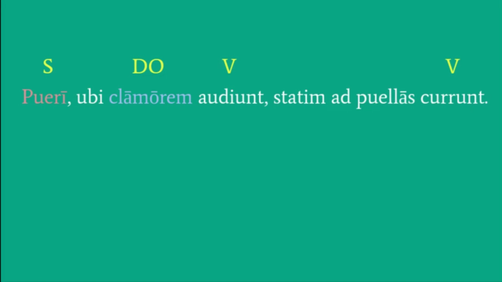So you have the boys, ubi clamorem audiunt, when they hear the shouting. Clamorem is clearly accusative, right? It's your direct object with that -em ending. So that's the thing that the boys hear. What do they hear? The shouts or the shouting, however you want to translate it. In this story, you're going to see it's the girls shouting. But when they hear the shouts, they immediately run towards the girls.